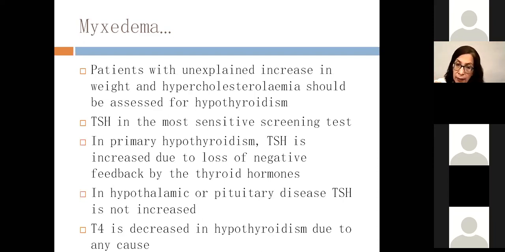In hypothalamic disease, TSH is not increased. TSH is low, which causes the thyroid hormones to be low. T4 is decreased in hypothyroidism due to any cause. Okay? Have you understood the hormone play over here?